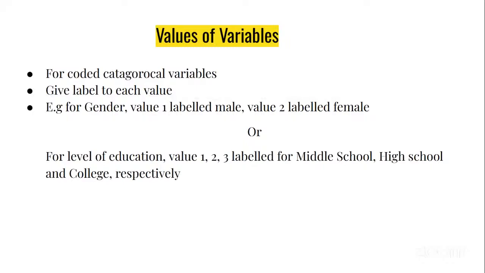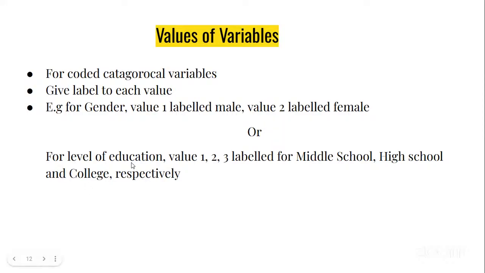Now we were discussing the values of variables, and I said we're going to discuss it a bit later. So values are for coded categorical variables. What is a coded categorical variable? For example, gender, race, or the level of education. If we talk about gender, each value is going to have a label: value 1 and value 2. Value 1 we can give randomly to male and value 2 to female.